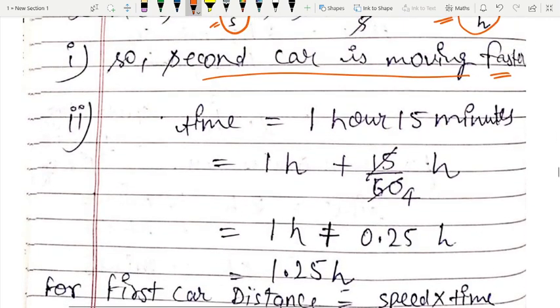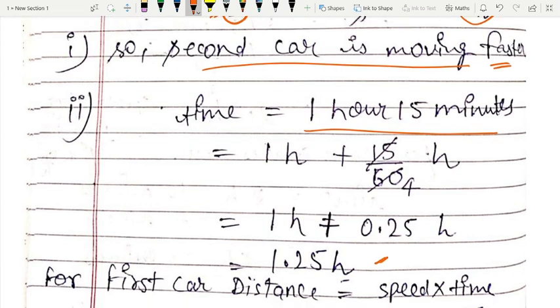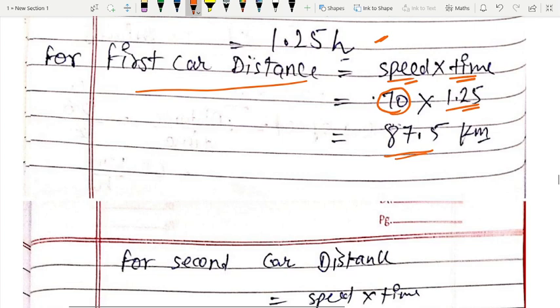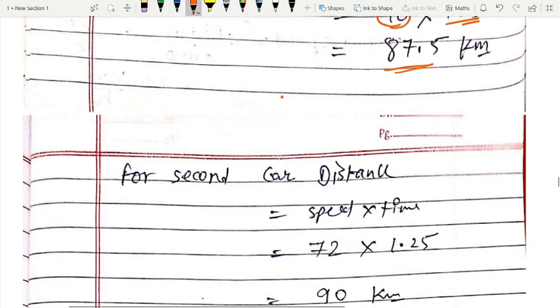Okay, now the second part. Time is given as 1 hour 15 minutes. We will change it into hours, and you will get 1.25 hours as we have done before. For the first car, the distance traveled is speed into time. You know the formula. Speed is 70 kilometer per hour and the time taken is 1.25 hours. After multiplying you will get the distance as 87.5 kilometer.